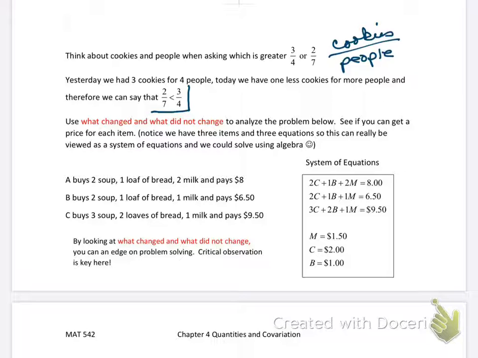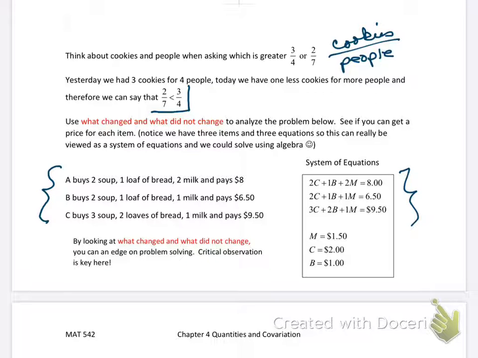So let's continue that down below. Now here we have a very nice system of equations. If I was teaching an algebra class, I would give everything variables, and I would set it up like this, and I'd be able to solve.